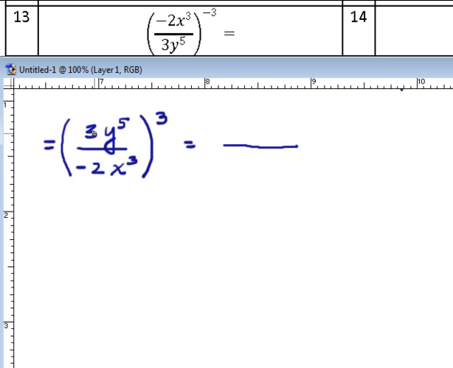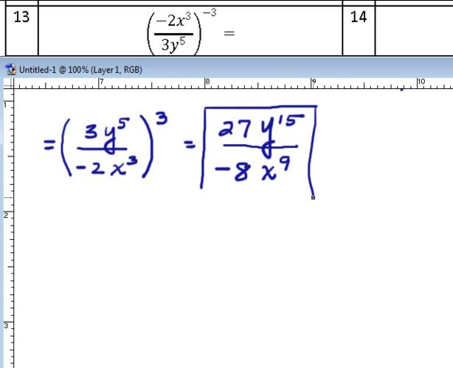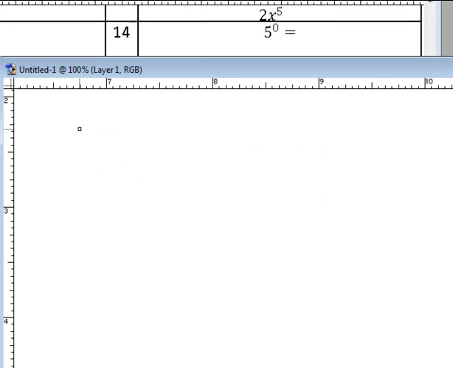So we're going to cube 3. 3 cubed, that's 27. Y to the 5th cubed, that's y to the 5 times 3, y to the 15. Minus 2 cubed is negative 8. And x cubed cubed, that's x to the 3 times 3, x to the 9. Number 14 is 5 to the 0, which is 1.